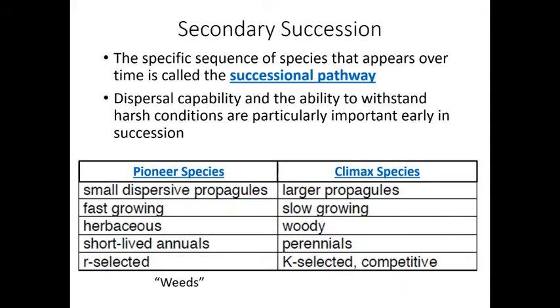Usually, different climatic conditions produce a successional pathway. All right, so these species are pioneers. They're going to come in and colonize right after the disturbance. Then that paves the way for another type of species, which paves the way for another type of species, all the way up to the climax species.